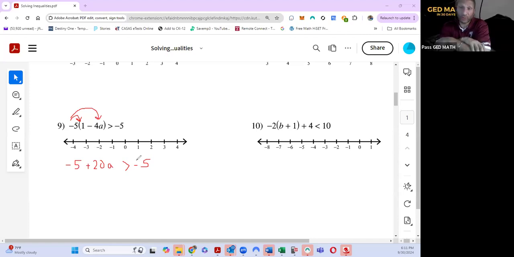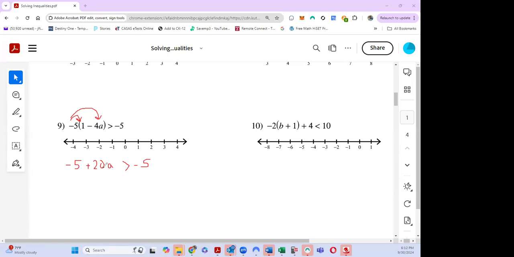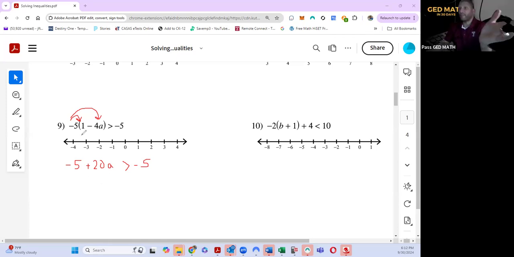So here, with the distributive property, I'm multiplying that -5 by everything inside the parentheses. Since we're multiplying, I have -5 times 1. They have two different signs, so I know my answer is negative. -5 times 1 is -5. Then -5 times -4: I'm multiplying and they have the same sign, so my answer is positive. 5 times 4 is 20. Got me? I got you. Okay, so we have -5 plus 20a is greater than -5.